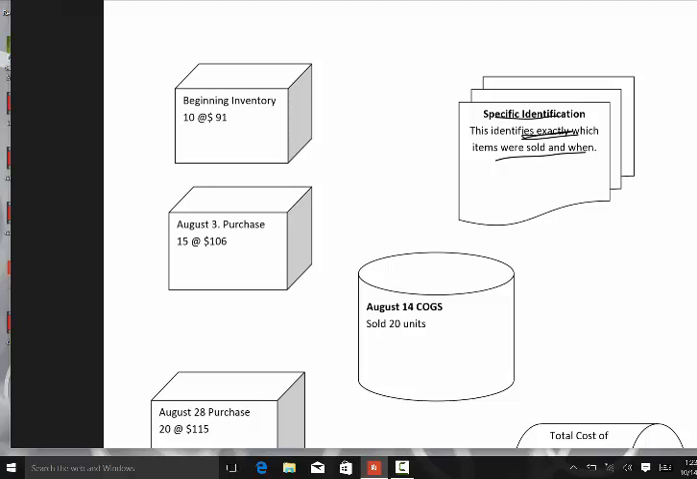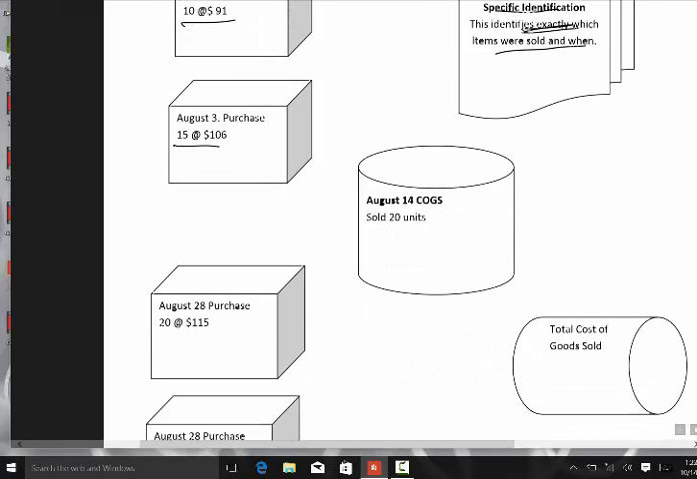And so what we do is that when you have a sale, you have to specifically identify the units that were sold. Looking at our example that we've been using, our beginning inventory consisted of 10 units at 91, and then on August 3rd we purchased 15 units at 106, and on the 14th we sold 20 units. So I have to specifically identify the units that I sold.